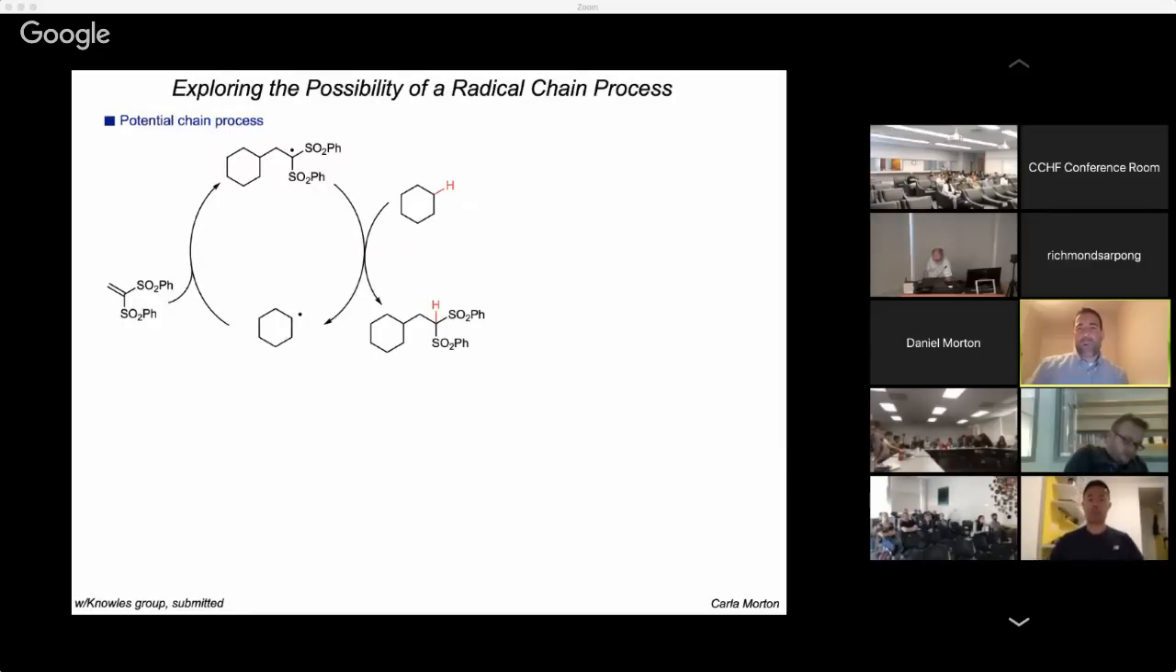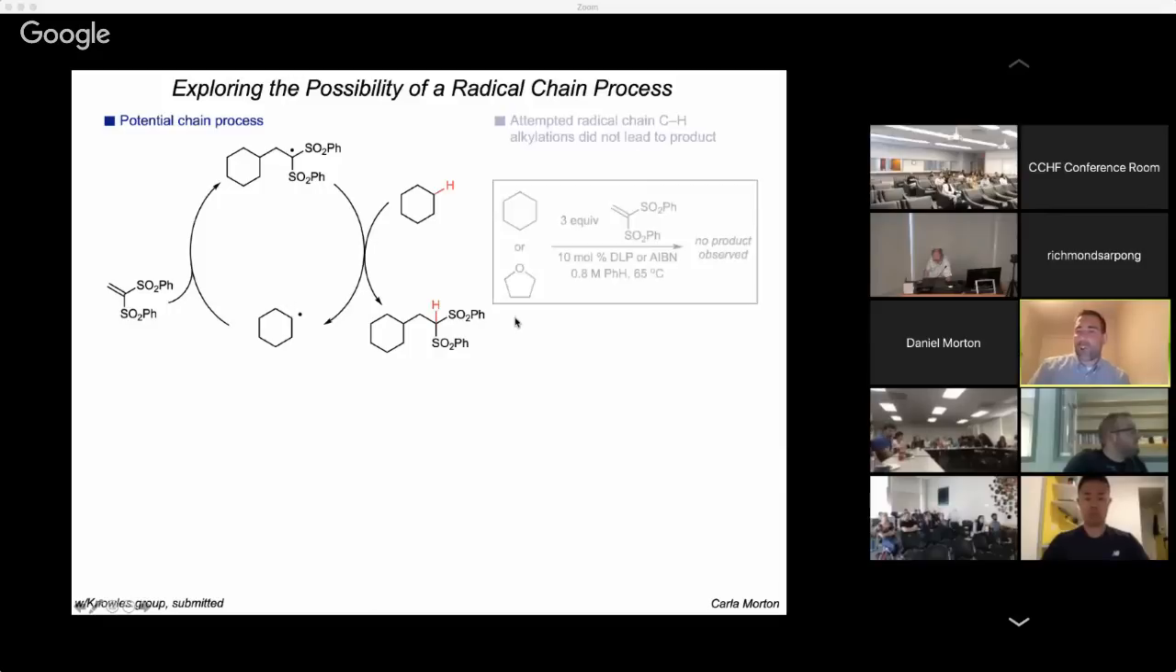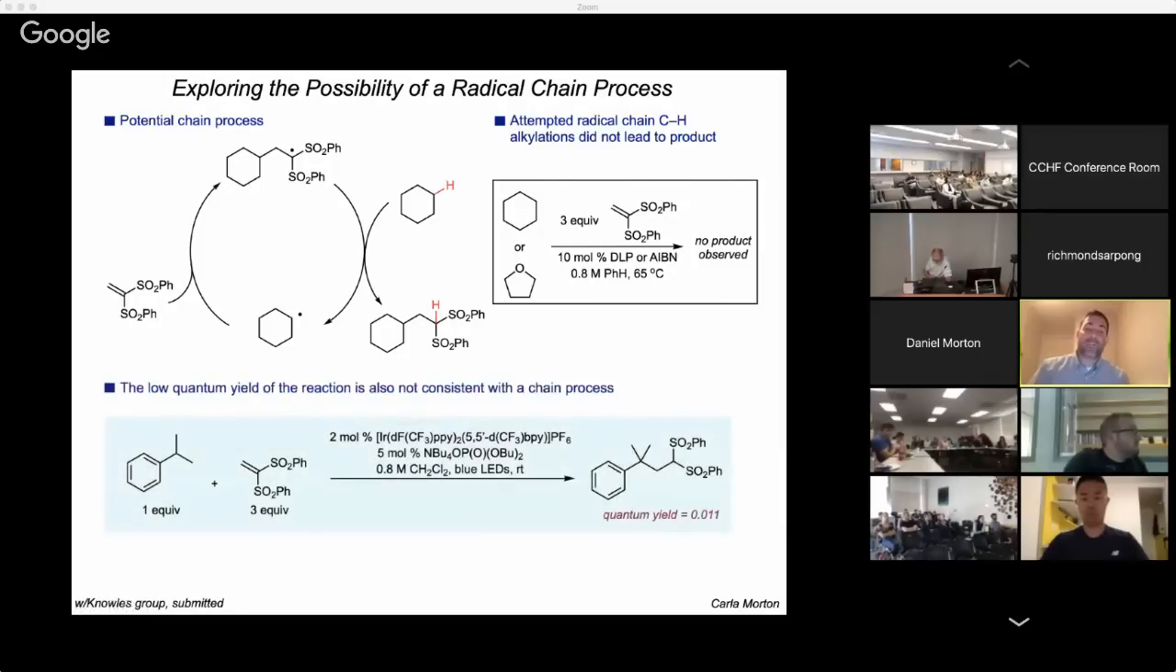So the real question for us was, what is the mechanism of the reaction? Initially we thought, well, maybe we're forming some small amount of radical, and this is just a simple chain process where the catalyst isn't doing anything at all. So we tried some control experiments where you add in radical initiators. We didn't see any product. And the more straightforward experiment is to measure the quantum yield. The quantum yield of the reaction is very low, so it's just not consistent at all with a chain process.